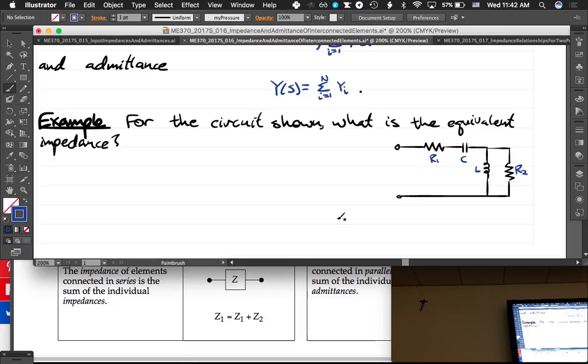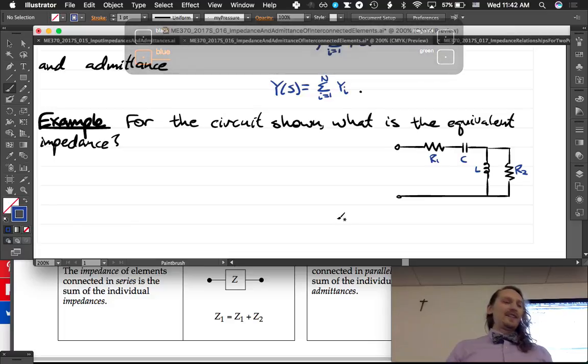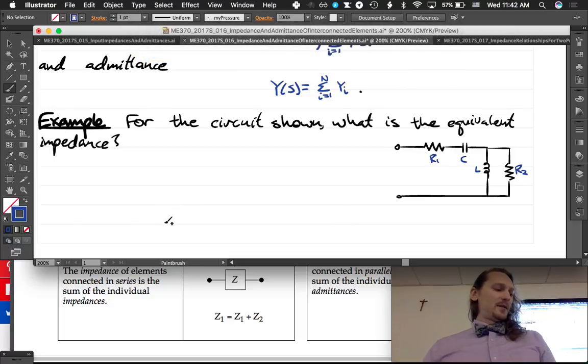You can combine them into one, simplify them into one term. I'm not going to force you to do it. If you want this example to be more than one line, though, you kind of got to simplify. Feels like you got to get your money's worth out of the example. So what is the equivalent impedance?